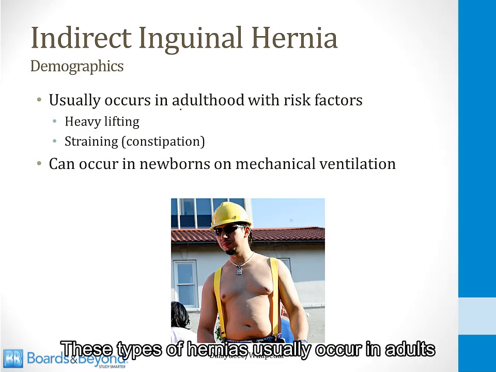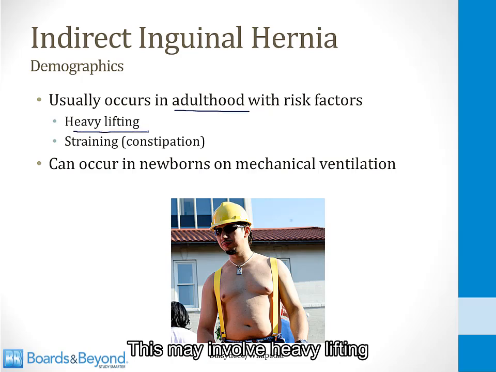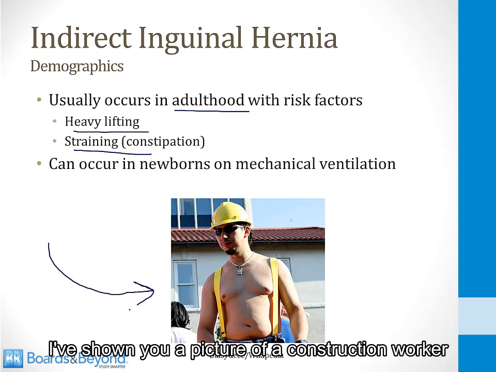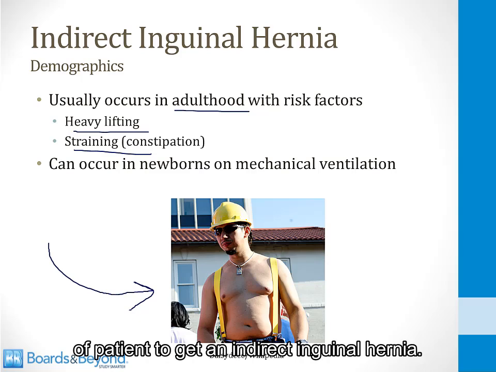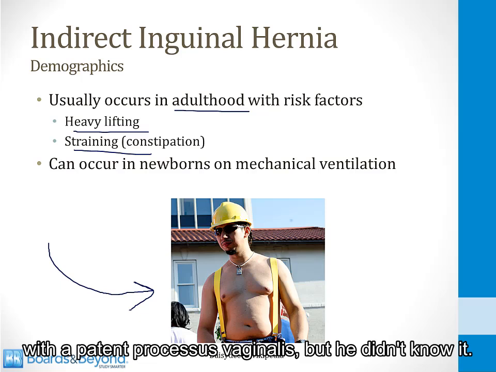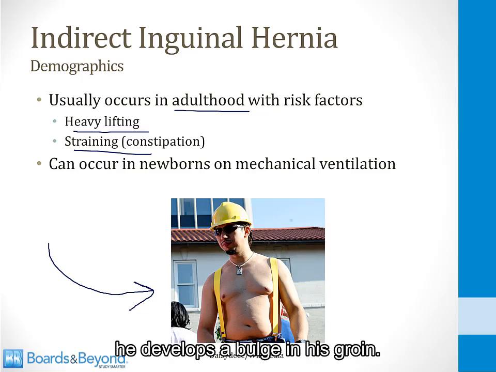These type of hernias usually occur in adults who have risk factors where they bear down a lot. This may involve heavy lifting, or it may be straining from constipation. I've shown you a picture of a construction worker on the screen here to remind you of the classic type of patient to get an indirect inguinal hernia. This man could have been born with a patent processus vaginalis, but he didn't know it. He then lifts heavy equipment all day, and in his 30s or 40s he develops a bulge in his groin.